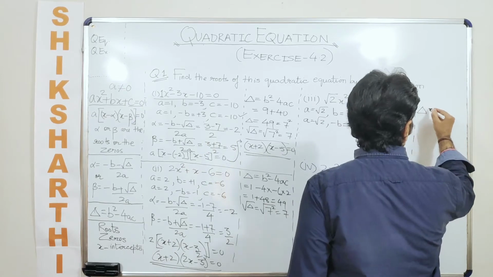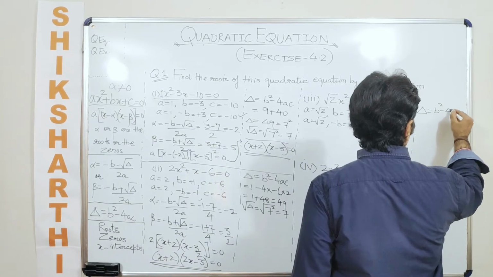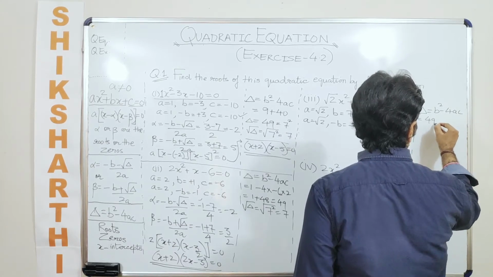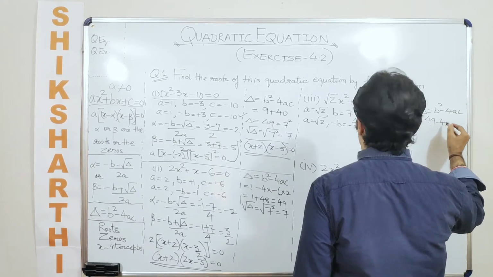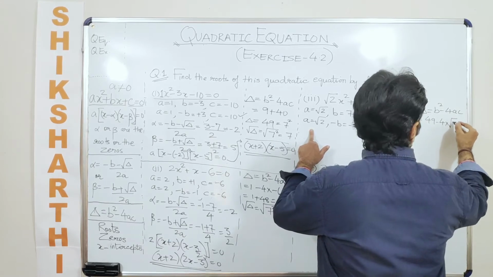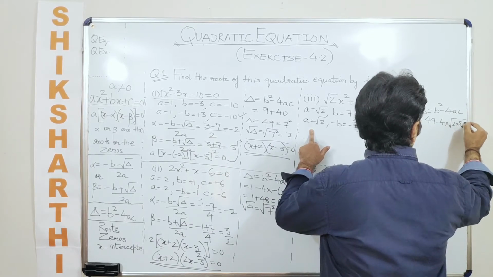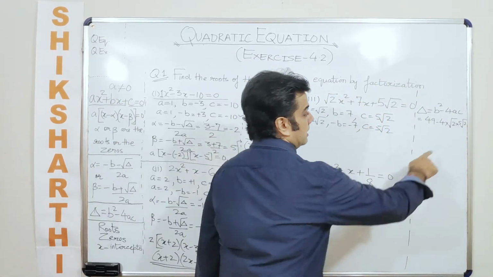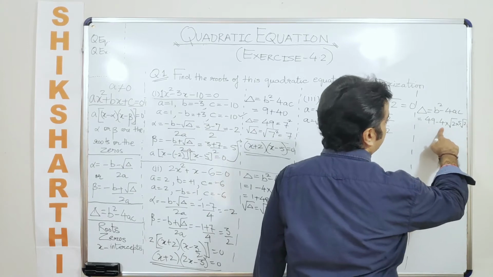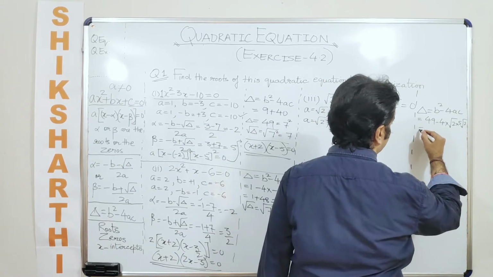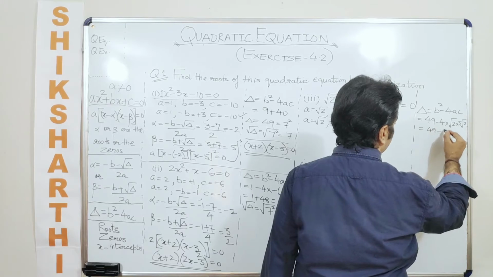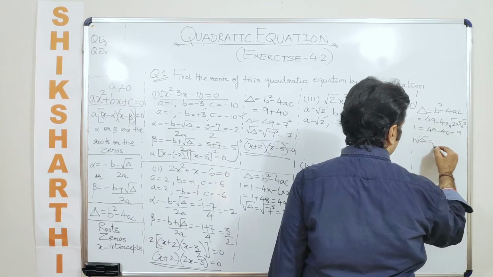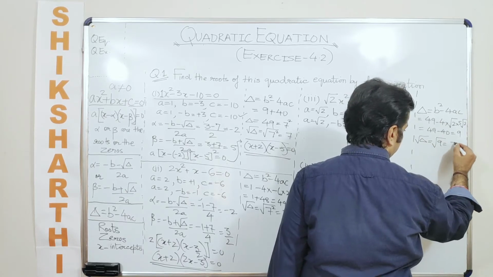Now we need to get the value of delta. We know that delta is equal to b square minus 4ac. Okay, how much is b square? 7 square is 49 minus 4 into a, which is root 2, into 5 root 2. How much is root 2 into root 2? Root 2 into root 2 is 2. So 2 into 5, 10, 10 into 4, 40. So can I say delta is equal to 49 minus 40, which is equal to 9. What is the value of root delta? Root delta in that case becomes equal to root of 9, which is 3.